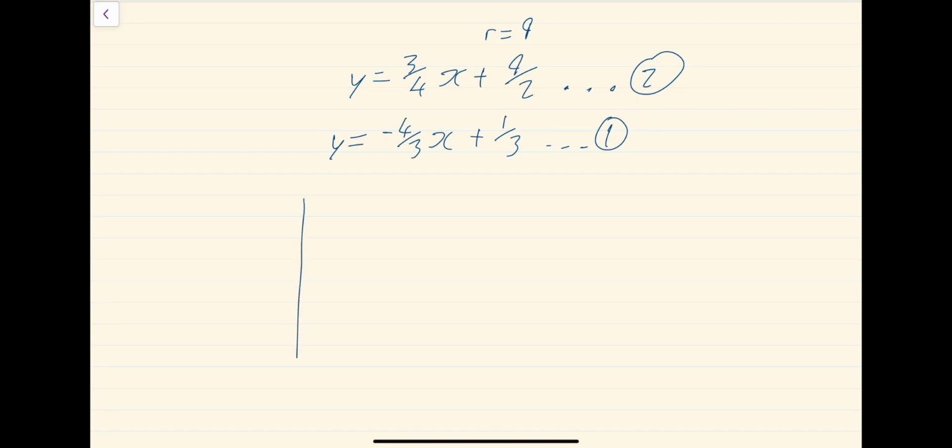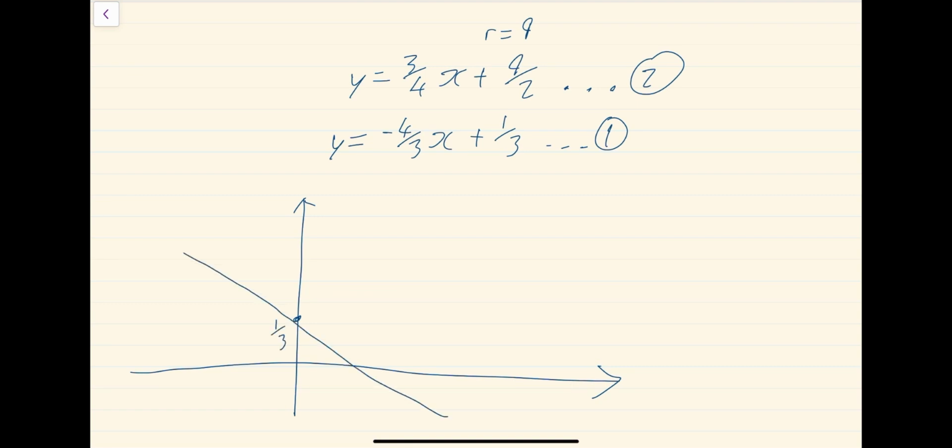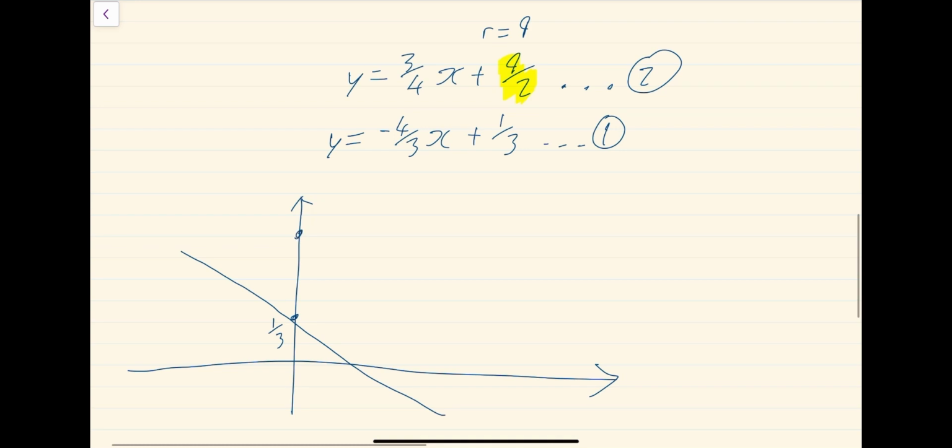So if you draw these two lines, let's just draw a sketch. We'll draw your line 1 first. It crosses at 1/3, which is about here, and it has a negative gradient. It's just a sketch, folks, so we'll just do it like that. That's what you've got. And the next one, it crosses at 9 over 2, which is 4.5, and it's got a positive gradient. So it goes here, and remember where they intersect at minus 2, 3.